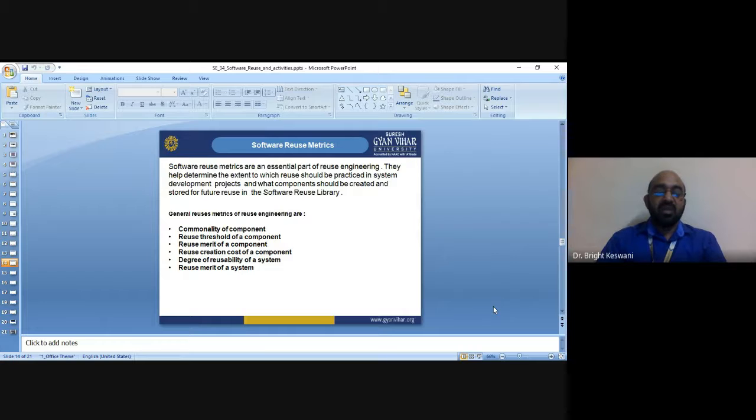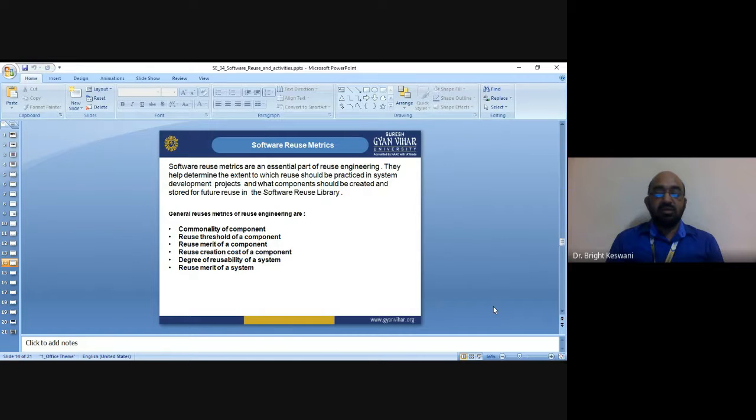matrices. Then reuse uses cost of a component is another type of matrices, and it is used to measure the reuse related cost incurred each time the component is reused. And this includes the cost of finding, understanding, modifying, and integrating the reusable components. When we talk about the reuse maintenance cost of a component, it is used to measure the cost of supporting a reusable component.